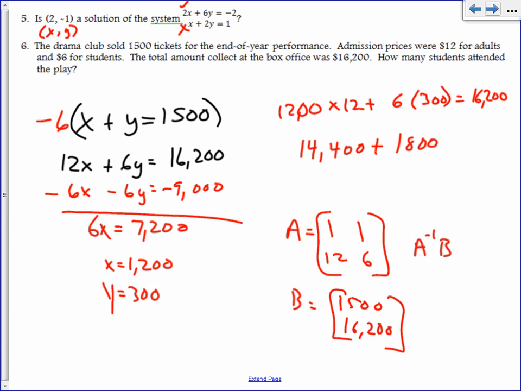And then again, even though the problem doesn't give you a choice to solve this system by using matrices, there's no reason why you wouldn't do every single one. Look, 1, 1, 12, 6. 1, 1, 12, 6. 1,500, 16,200. Write A inverse B in your calculator, plug it in, hit enter, bang, it'll be right. Now, all that time you saved, use that time to check a problem and see if you're doing it right.